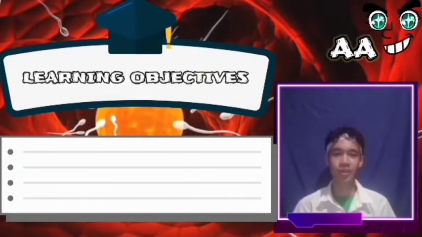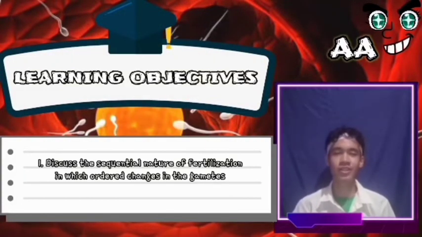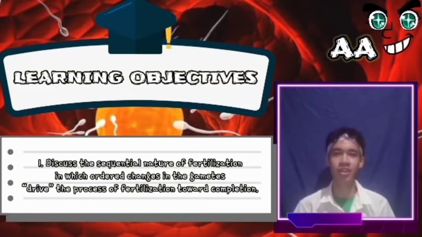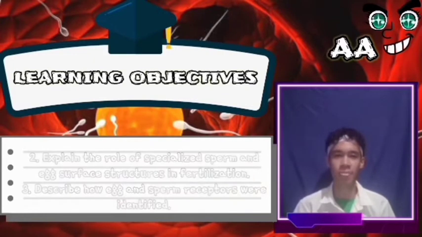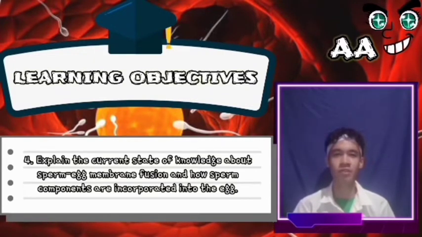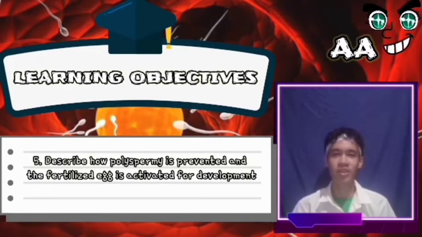At the end of the video, you should be able to discuss the sequential nature of fertilization, in which changes in the gametes drive the process of fertilization toward completion. Second, explain the role of specialized sperm and egg surface structures in fertilization. You can describe how egg and sperm receptors were identified. You can also explain the current state of knowledge about sperm-to-egg membrane fusion and how sperm components are incorporated into the egg. And lastly, you can describe how polyspermy is prevented and the fertilized egg is activated for development.